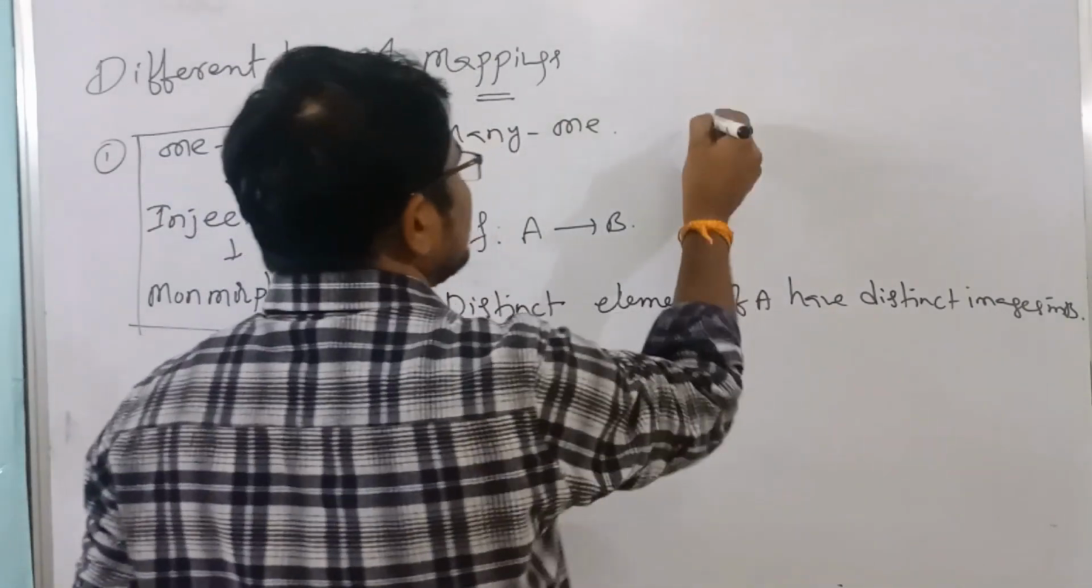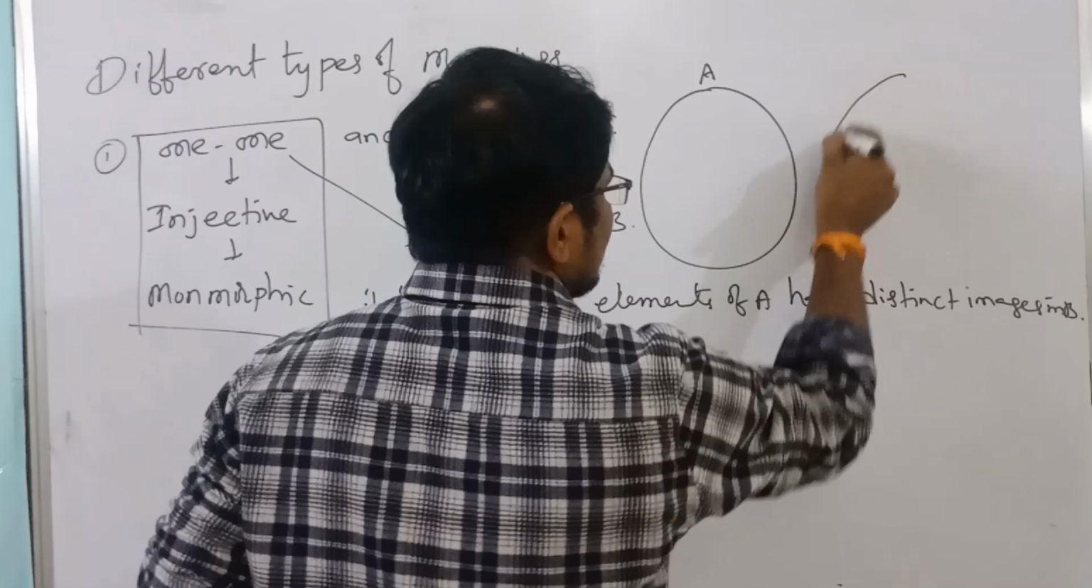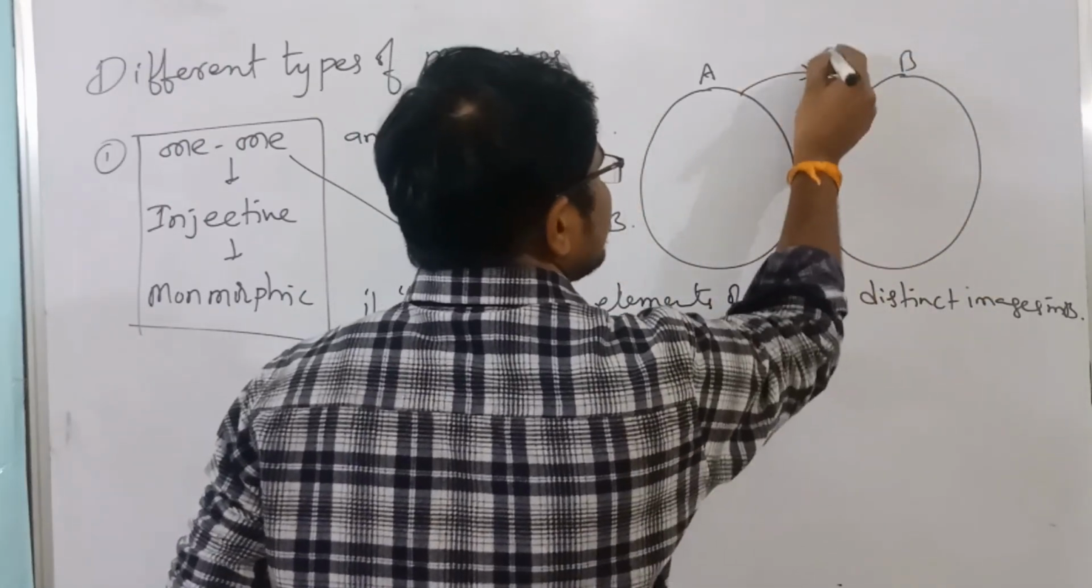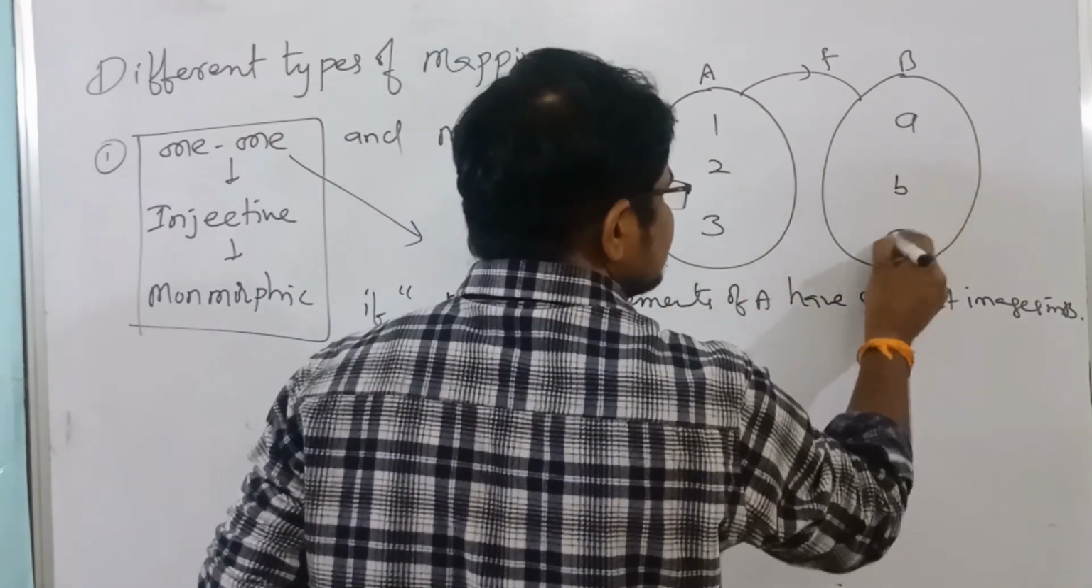Means for example, if you take this as A and this as B, one function mapping from A to B. Here 1, 2, 3. Here A, B, C.